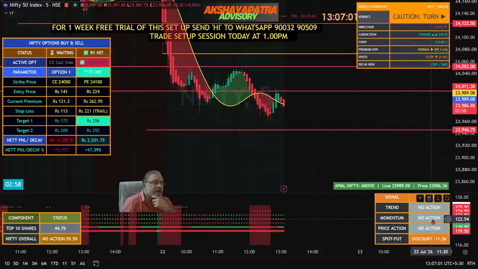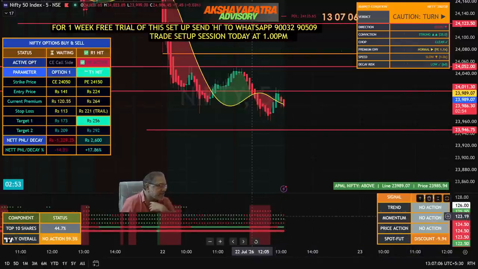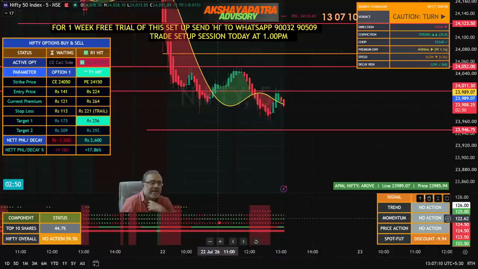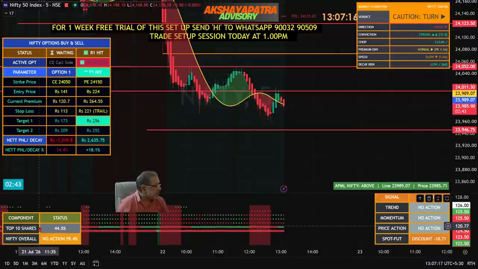You will find no action if there is no alignment. You go and check the videos. Whenever there is red, it will say put entry. Whenever it is green, call entry. Okay, meaning Nifty is going up, so call can be tried. So that is the momentum. So we have covered price action, and then we have covered momentum.